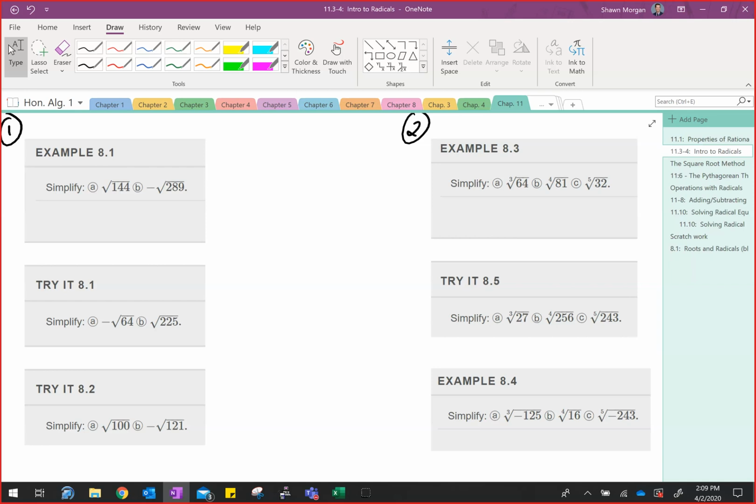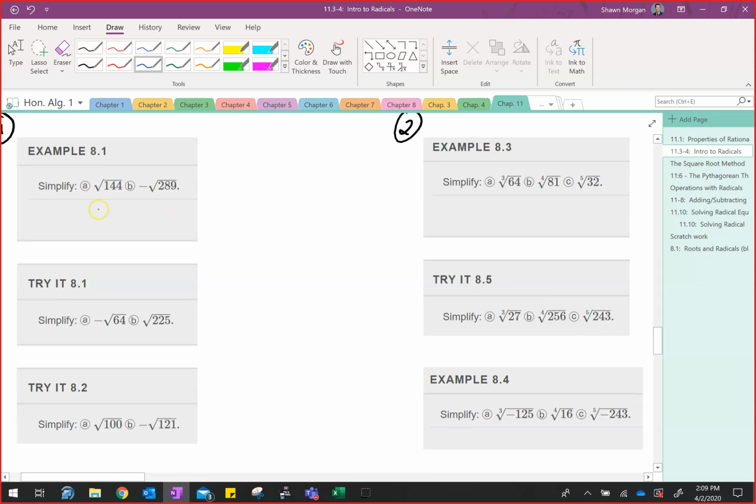All right, we'll start with Grady. Square root of 144, Grady. 12. Just 12. In other words, what we're asking is, what non-negative number, when squared, equals 144?